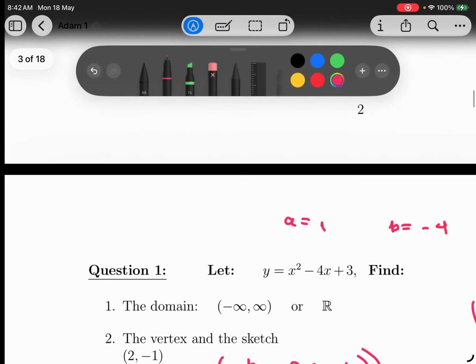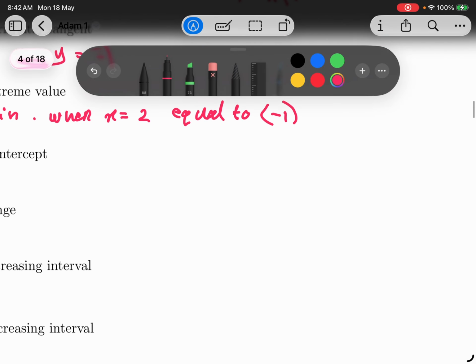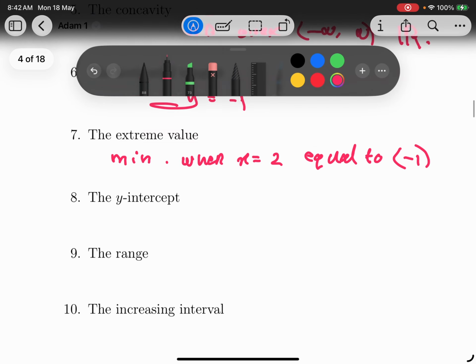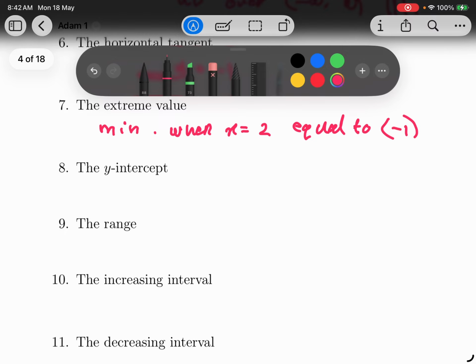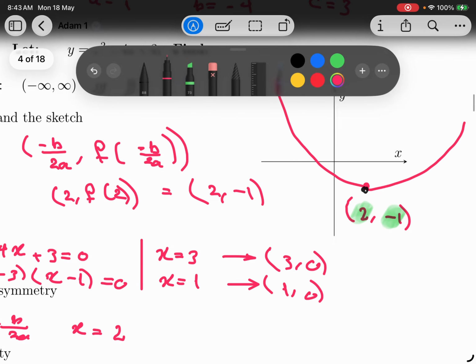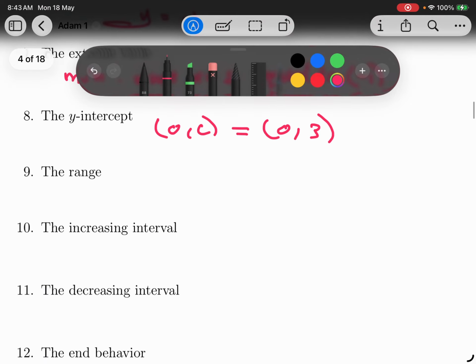What next? I have here the y-intercept, and the y-intercept is 0 with c. And we have already listed here c. What is c? c is 3. So what I know is that this parabola passes through the point 0 and c, which is here 0, 3. Again, guys, I know that this graph is not accurate, but the purpose of this graph is to guide me finding the properties, okay?